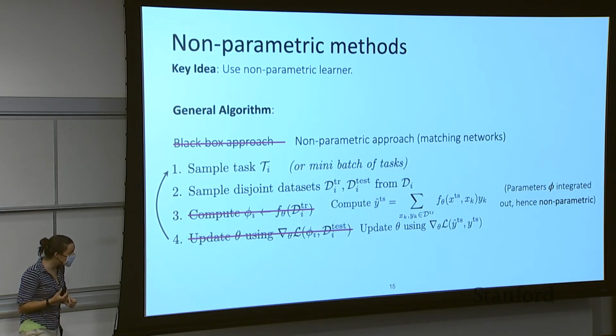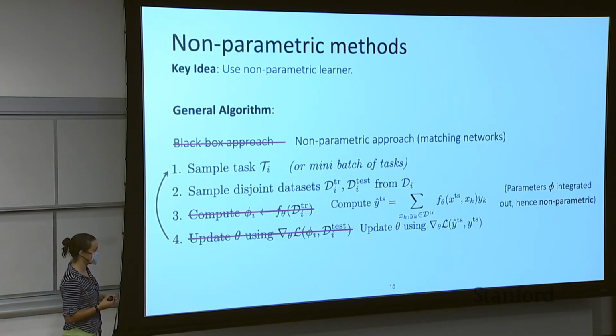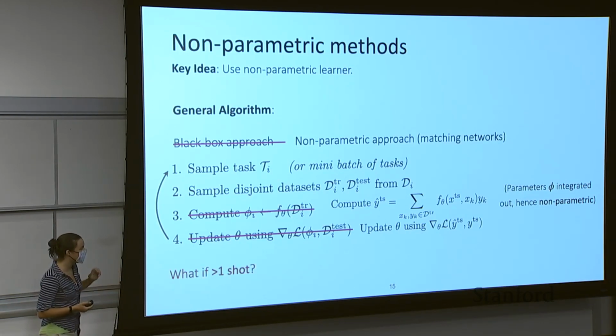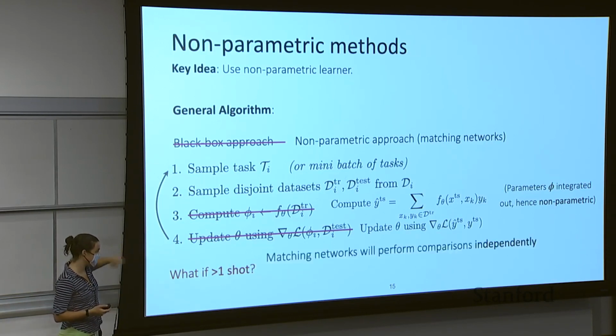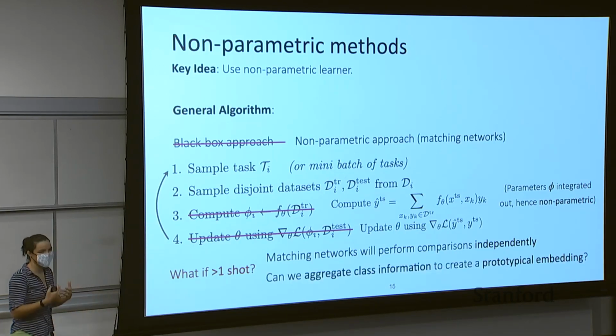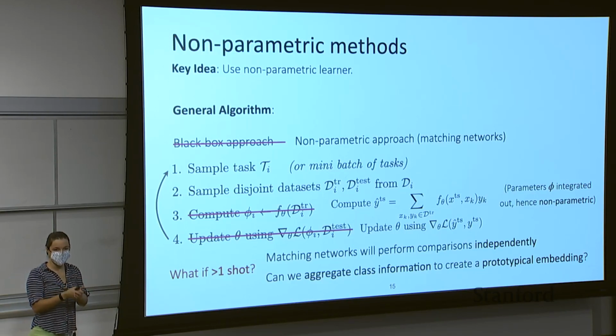Cool. So now one thing that came up before is, what if you have more than one shot or more than one training example? In both of the previous approaches, we were treating each example from a class completely independently. And so if we had 5 examples from the same class, we would just be comparing to each of those 5 images and not doing any sort of aggregation of the information. And so one last thing that we can do to make this approach better is instead of performing comparisons independently to all of the examples within a class, you can actually try to aggregate class information into a single embedding of that particular class.